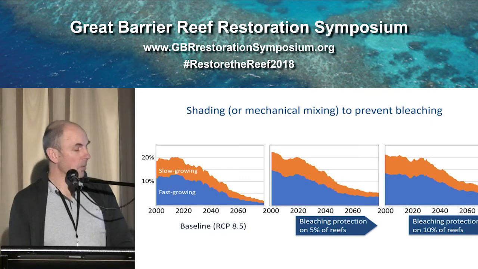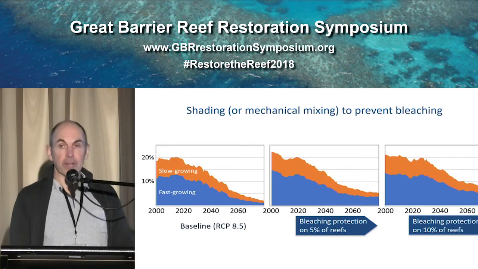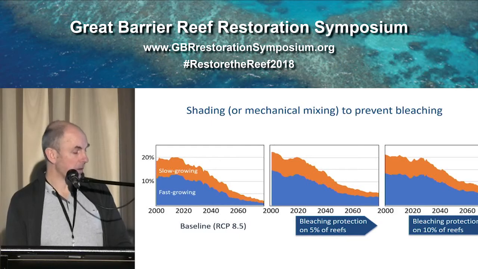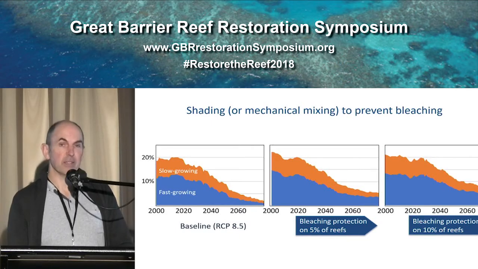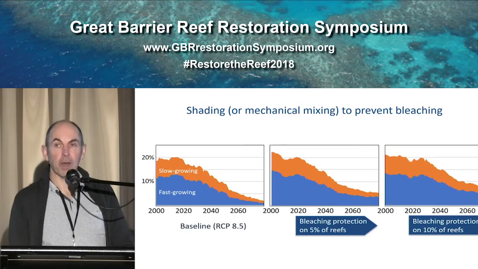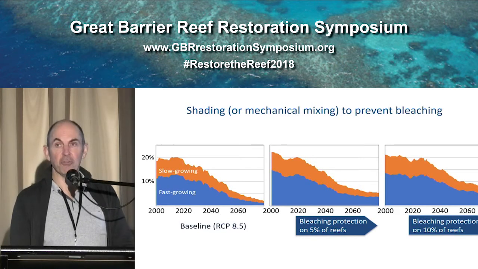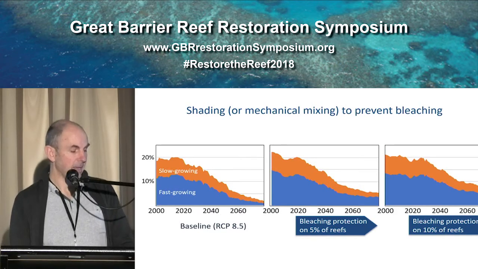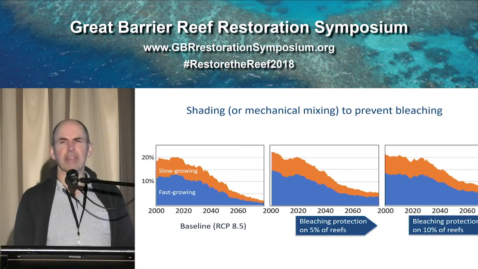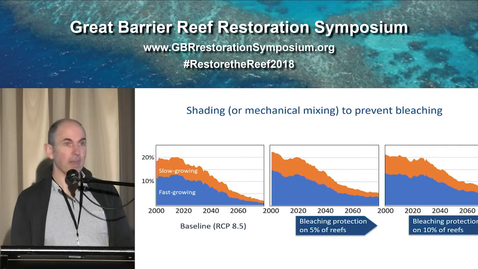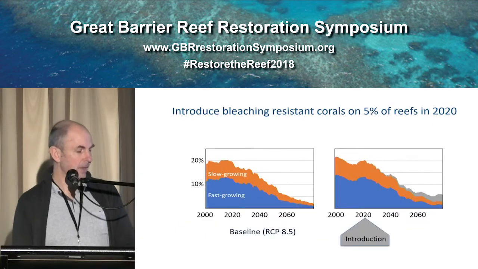So on the left there you have the no intervention example, and then we say, well, if we apply that to 5% of reefs, you get some improvement. A lot of that is more in the out years, and if you apply it over additional reefs, then you do get a noticeable improvement in the long-term outlook. But keep in mind that 10% of reefs is, do we have a method that we can apply to 200 or 300 reefs that's viable? That's still to be determined, of course.